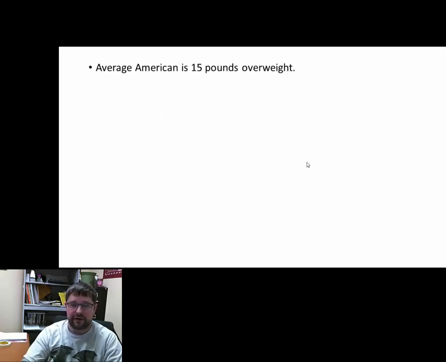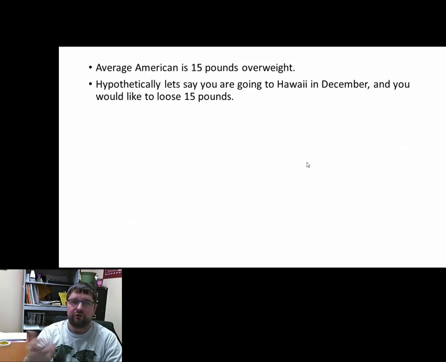So we can take that example and run with it. So we can talk about like the average American is 15 pounds overweight. So let's say you want to lose weight because you're going on a trip in December to Hawaii, okay, and you want a beach body, okay, and so maybe we're talking you have 3 months to lose it. Maybe you have more, but let's say you have 3 months to lose that weight.